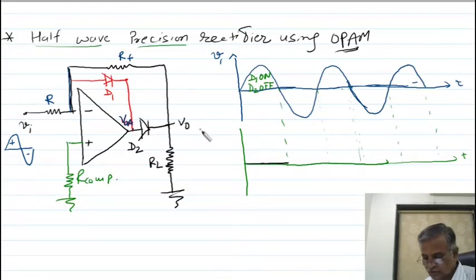Understand? So you will get 0 here, you will get 0. The output across RL is 0. Now, let us talk about the negative half.